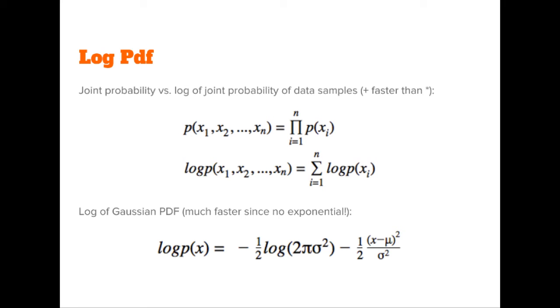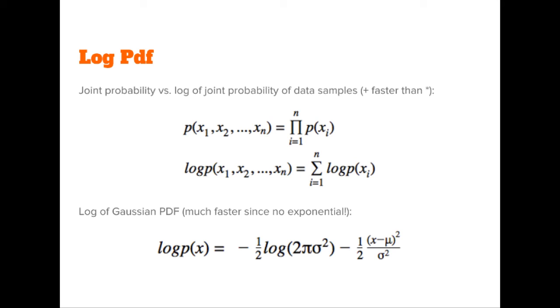A common calculation we need is not exactly the PDF, but the log of the PDF. When you want to calculate the joint probability of some samples of data, you need to multiply them together. But if you calculate the joint log probability, then you can add all the individual log probabilities together. As you know, adding is a cheaper operation than multiplying, so this saves us time.